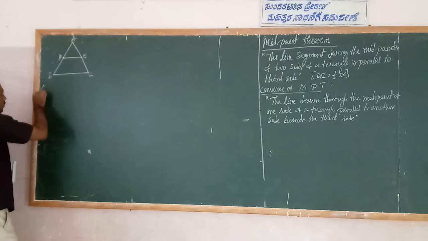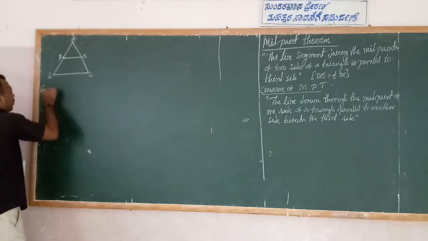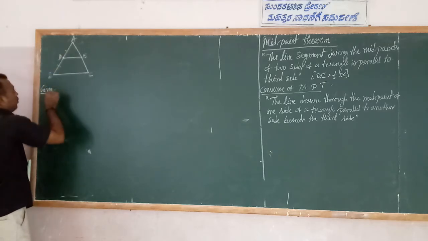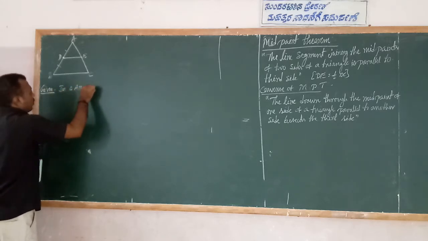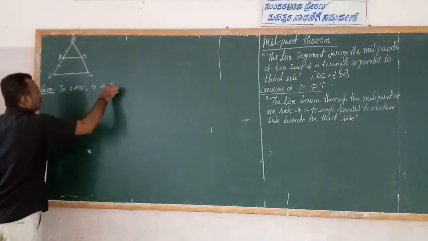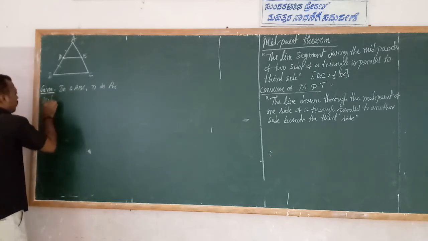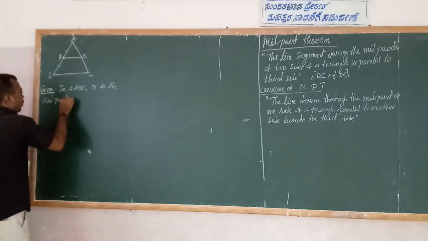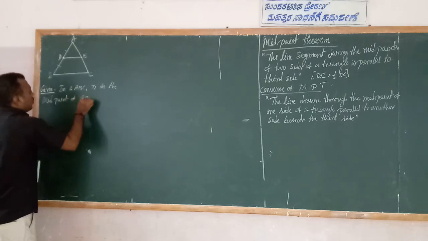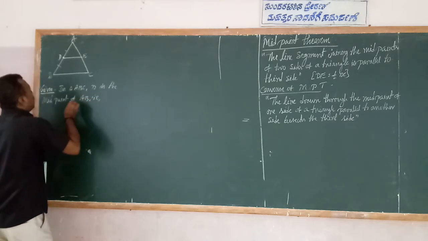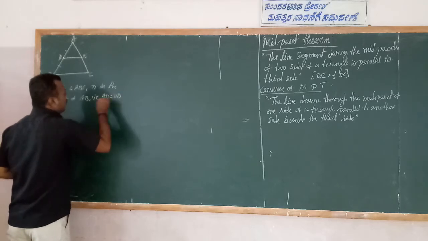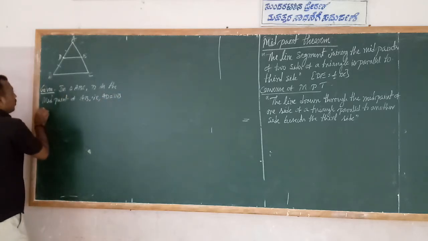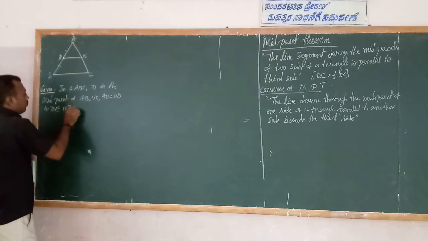Okay, write the given. So this one is already proved. See, in triangle ABC, D is the midpoint of AB. So that is AD is equal to DB or BD. Next, DE is parallel to BC.